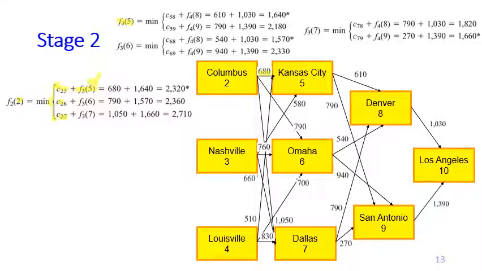Okay, and then compare it with C26 plus F36, and then C27 plus F37. Take the minimum among these three possible decisions, and the best decision is that if we begin day 2 in Columbus, the best decision would be going to Kansas City or City 5.